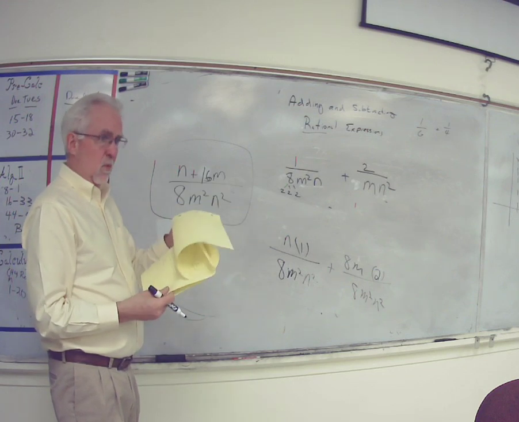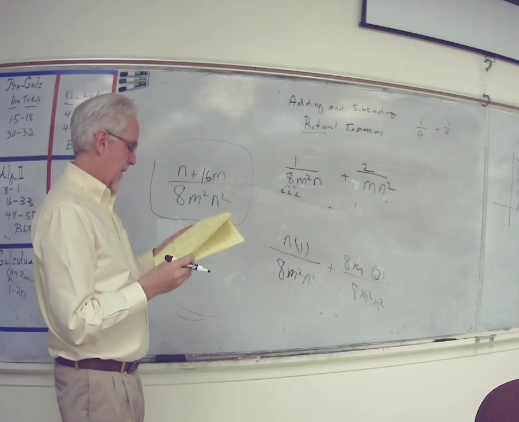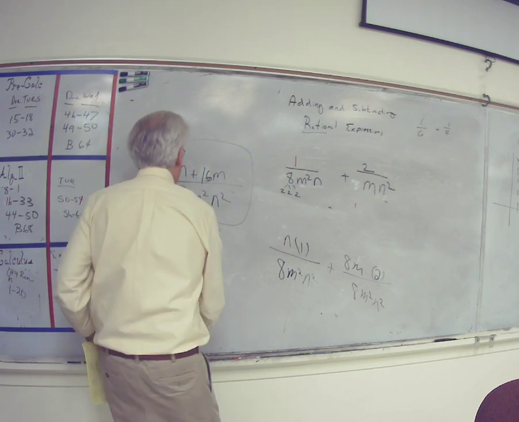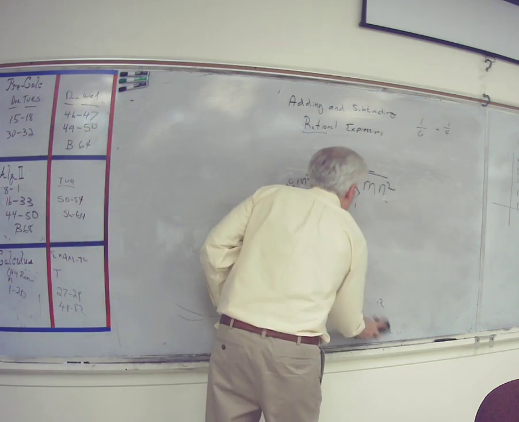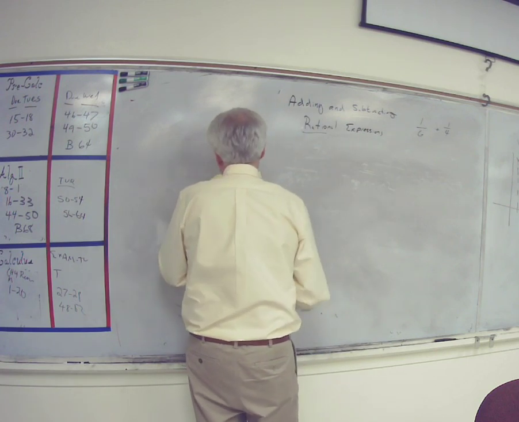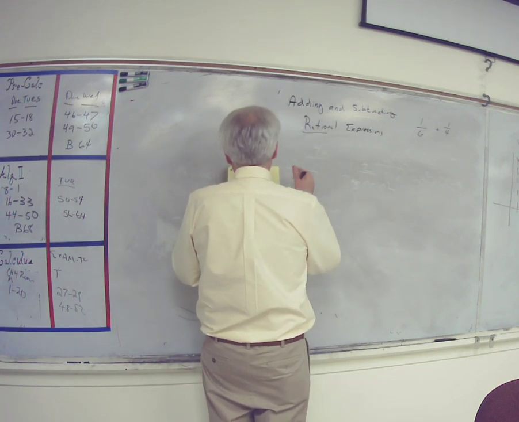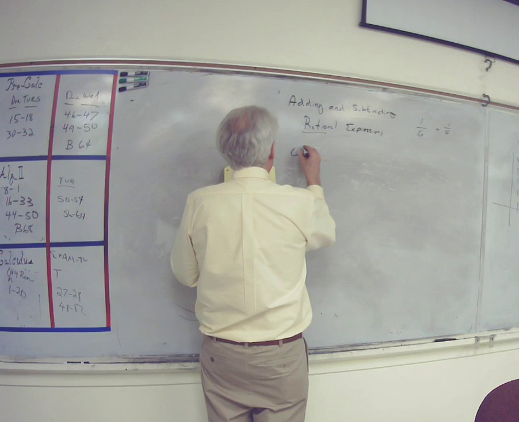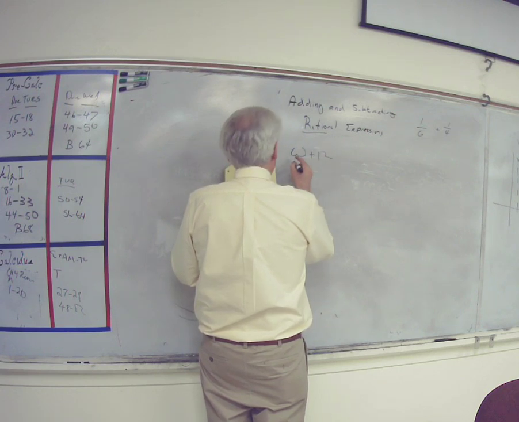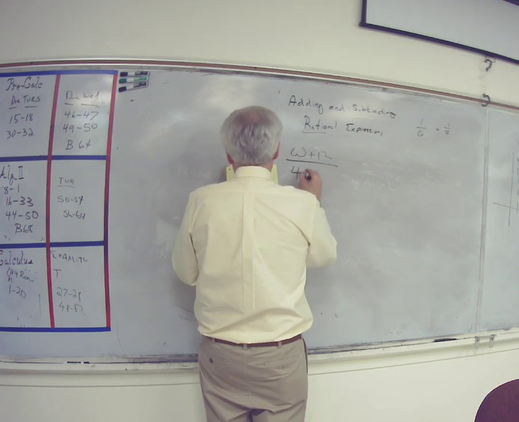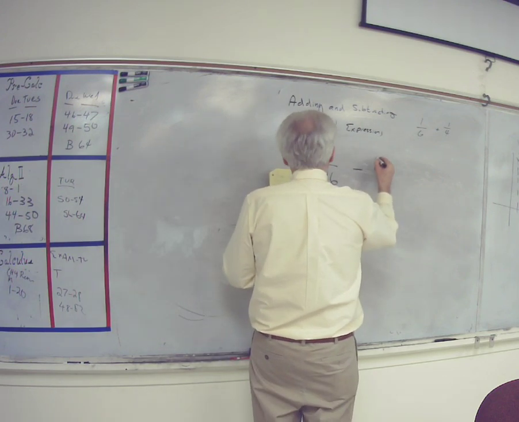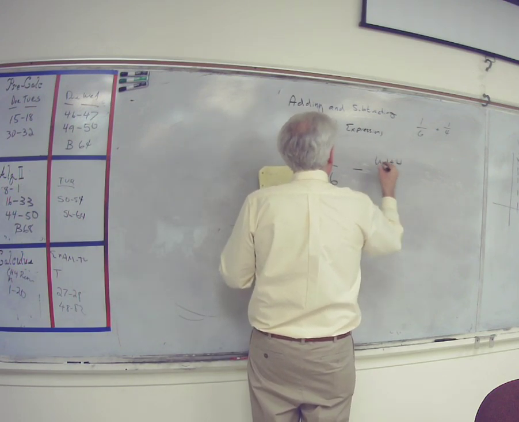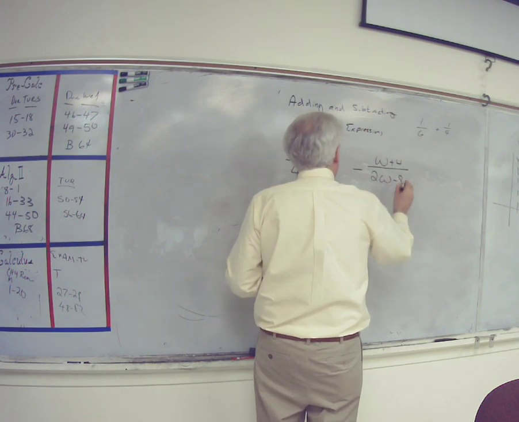Let's work a couple more just to make sure that we know how to do these. Okay, let's say I have w plus 12 over 4w minus 16 minus w plus 4 over 2w minus 8.